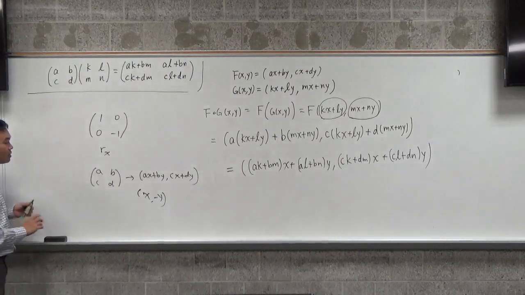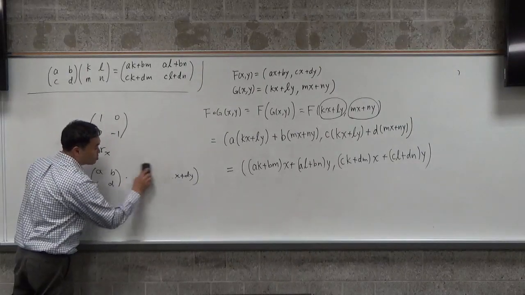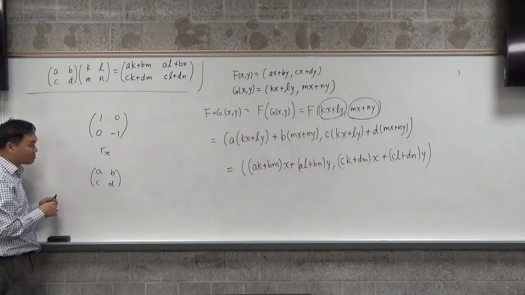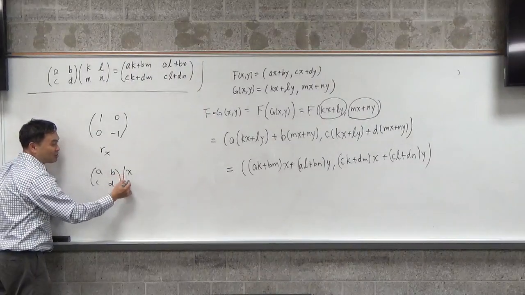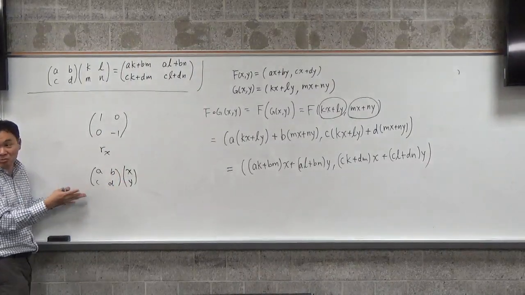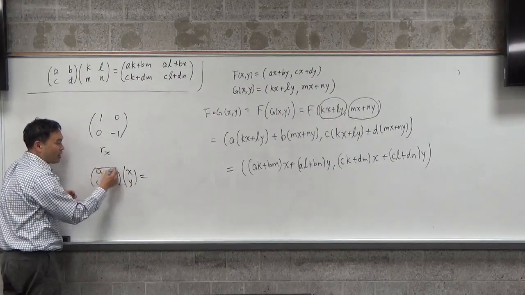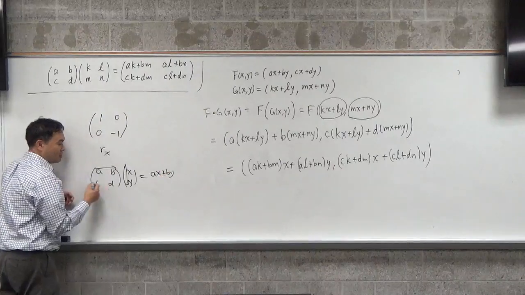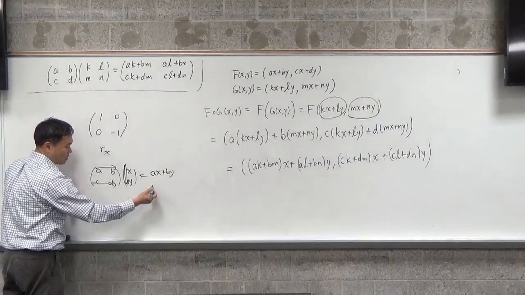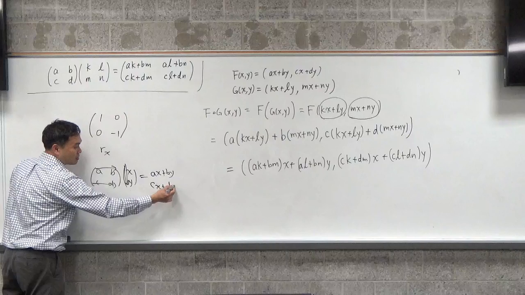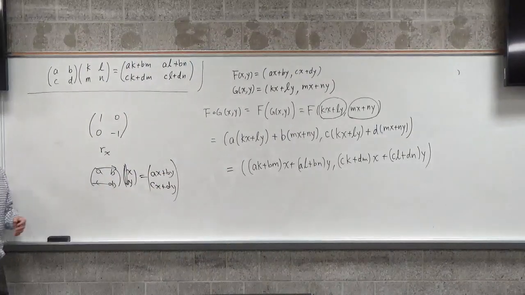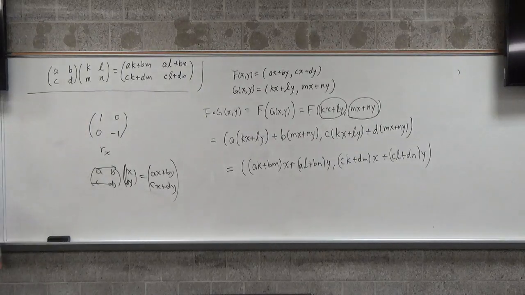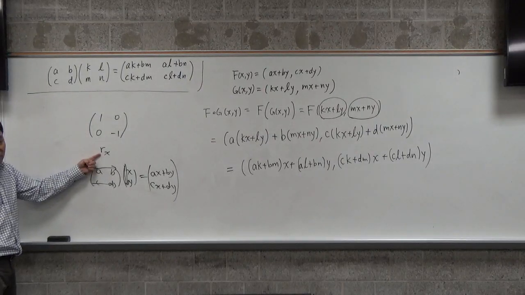Or you can also just say that these matrices act on x comma y with this multiplication. Surprisingly, this works as well. That's ax plus by. This times this will be cx plus dy as a matrix. So that's another way to think about the matrices as transformations. And this is a reflection over the x-axis.